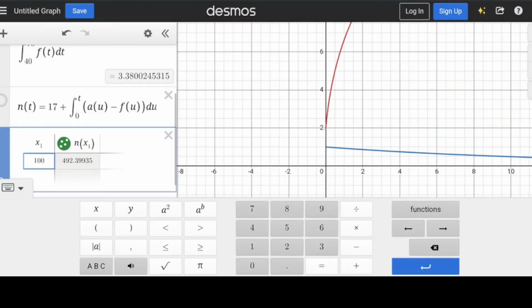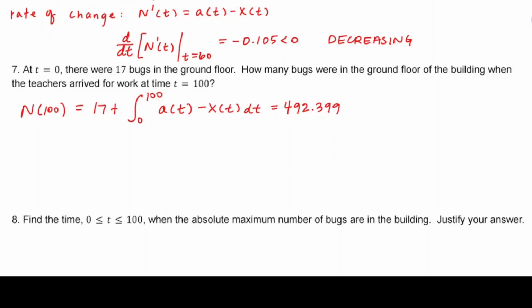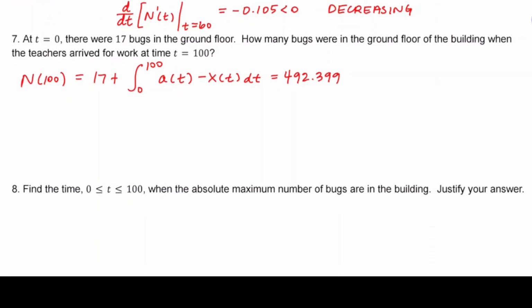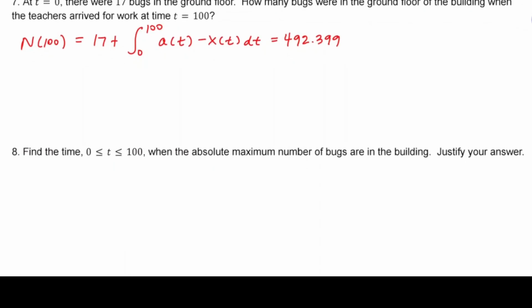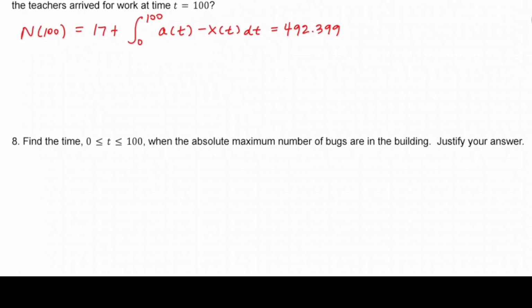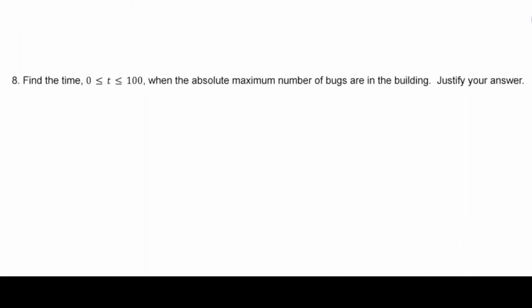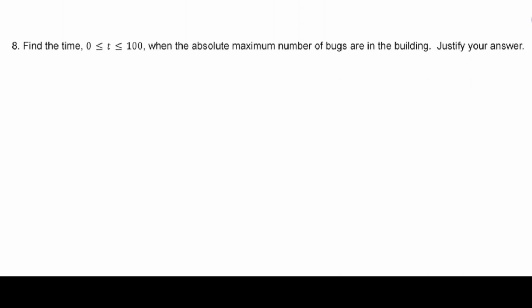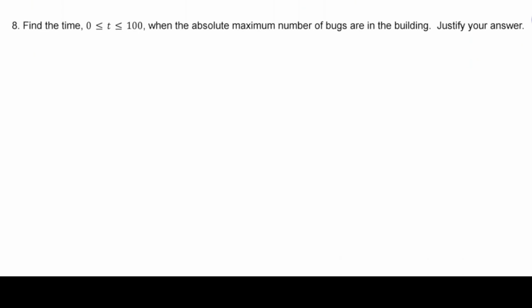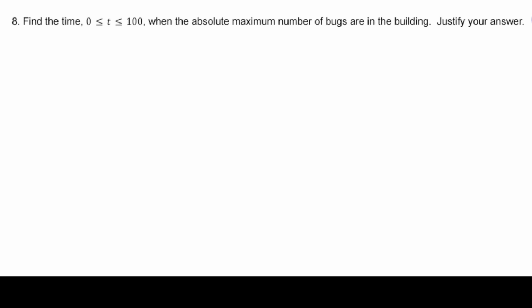That's 492.399 bugs. And again, nobody said anything about rounding to the nearest whole bug, so we don't round. We always report 3 decimals unless instructed explicitly otherwise, and there's no explicit instruction here, so why would we round?